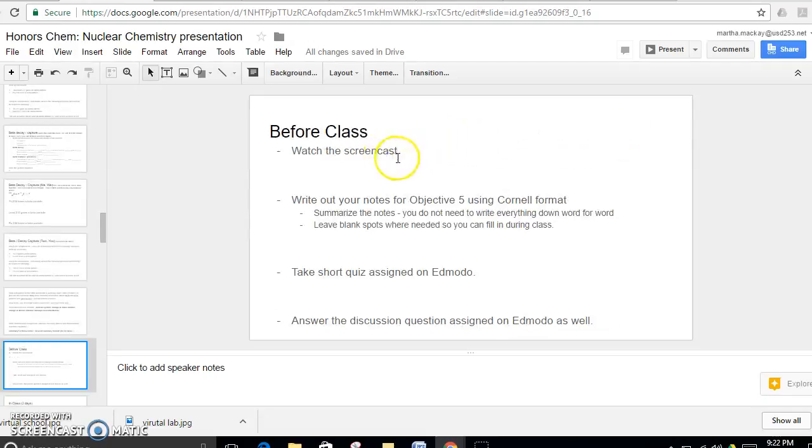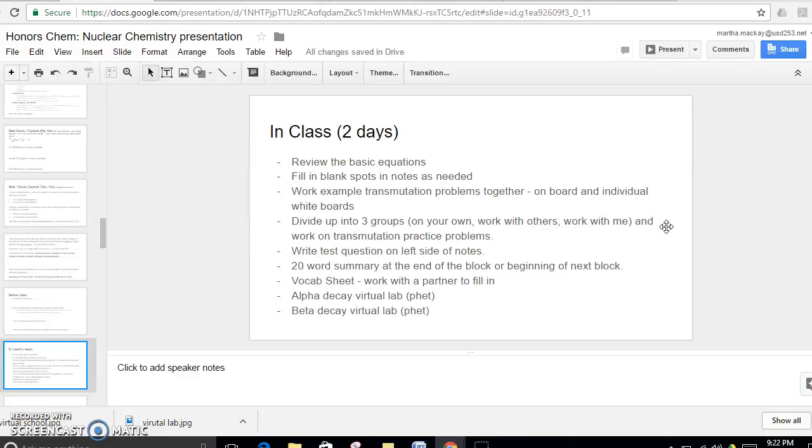So before class, watch the screencast. Write out your notes for objective number 5 using the Cornell format. Remember to summarize your notes. You don't need to write everything down word for word, but I would write down the examples. Take the short quiz on Edmodo and answer the discussion question on Edmodo. This last slide before it cuts me off is a list of what we're going to do over the next 2 days in class.